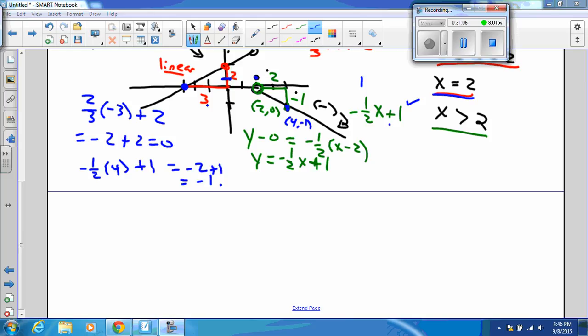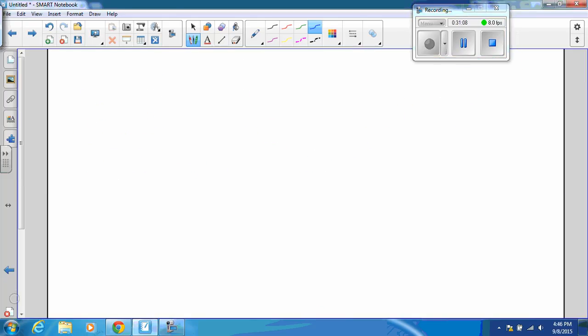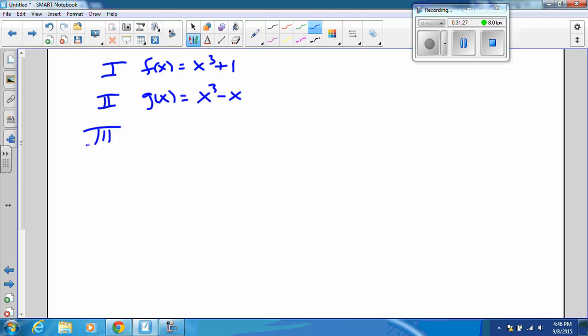Let's consider now the calculator question, starting with question 14. Which of the following is an odd function? And we have three options: f of x equals x cubed plus 1, g of x equals x cubed minus x, and h of x equals x cubed over x squared plus 1.